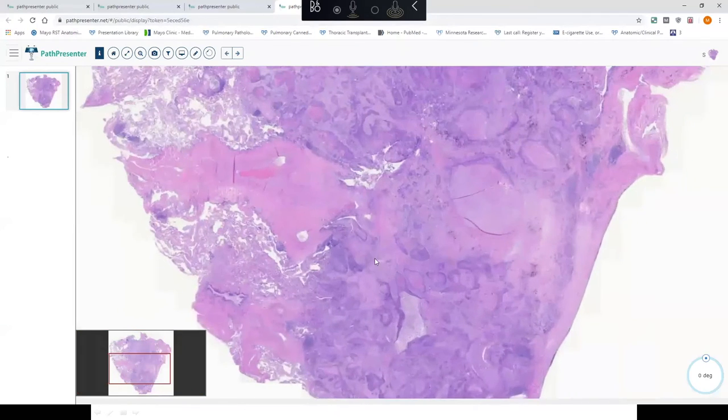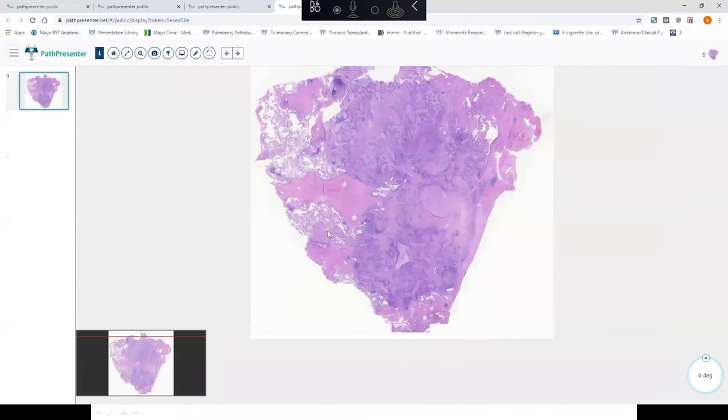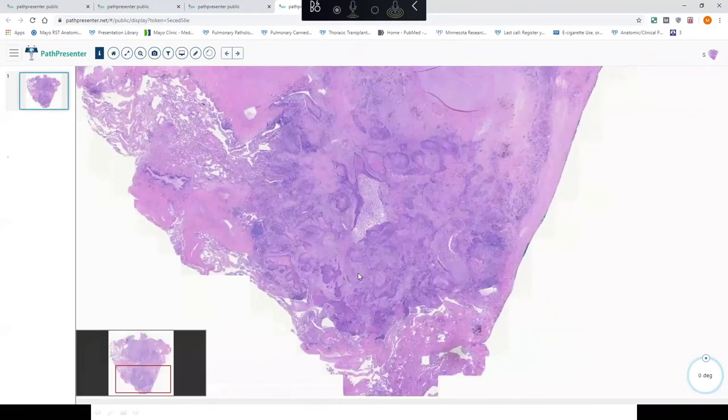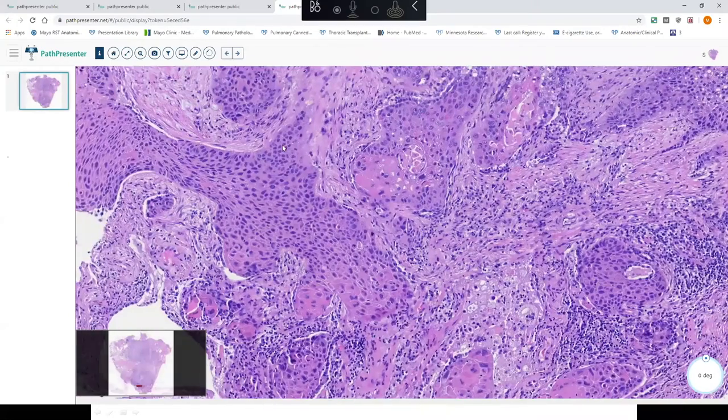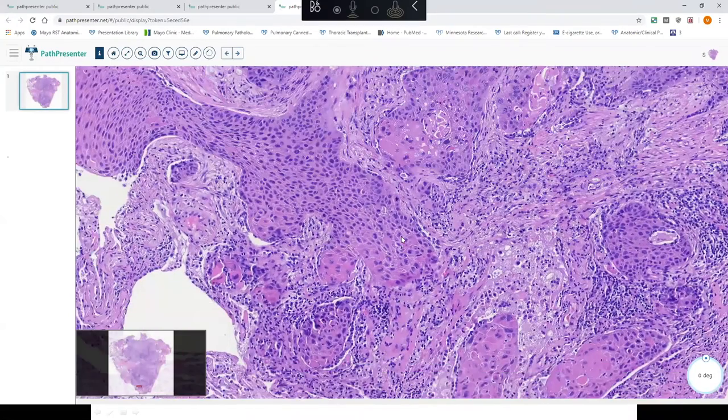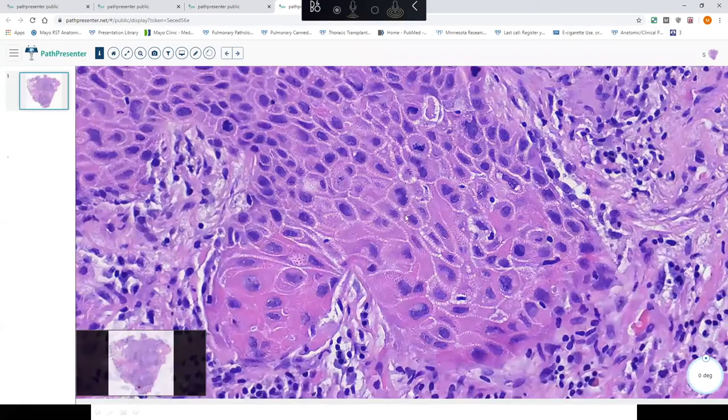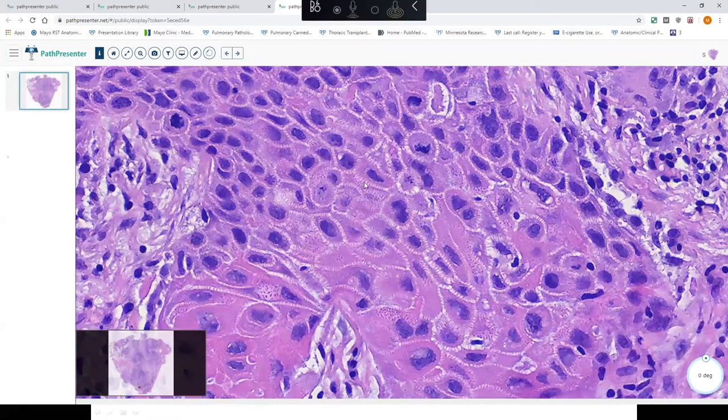Let's move on to our next case. So there we go, we have another lung resection. We have this quite large mass here. Let's zoom down and see what's going on. We have these sheets and infiltrating nests of tumor cells, and I think this case is a really nice example of this.